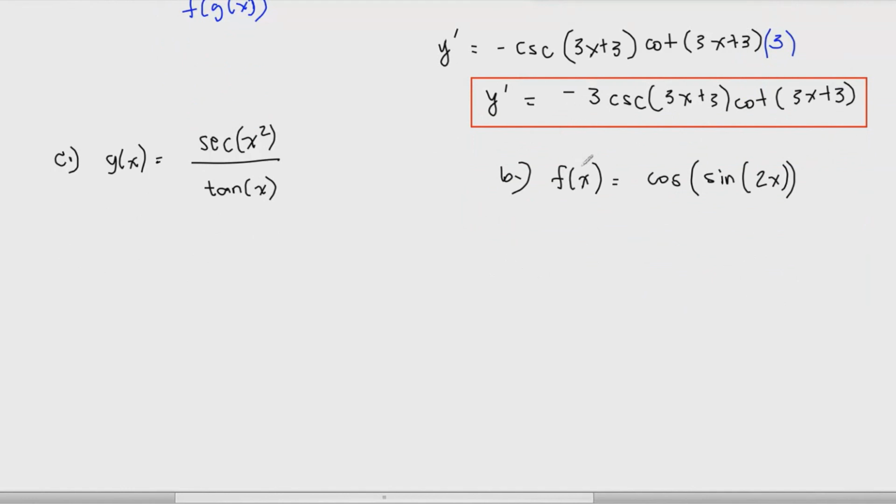Now, remember, for chain rule or for composition function, as what I've mentioned before, we always start from the outside. And from the outside, what we can say is the cosine. We take the cosine of the sine of the 2x. It's like a composition of three functions, something like f of g of h of x. It's something like this, okay?